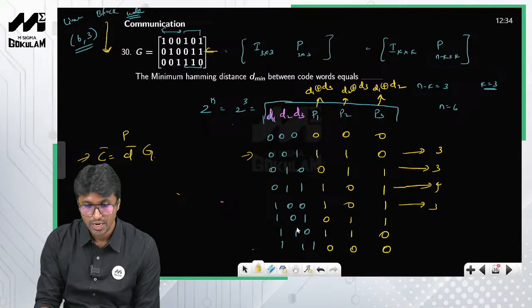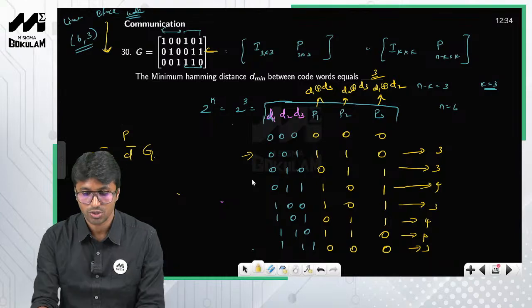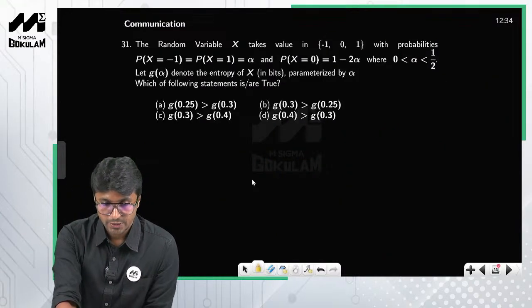So this is 3, and 1 2 3 4, this is 4, and 1 2 3 4, this is 4, and this is 3, right. So the minimum value is nothing but 3, so therefore the minimum Hamming distance is equal to 3, right. So this is how you solve this particular problem, okay. Now let us move on to the next question.